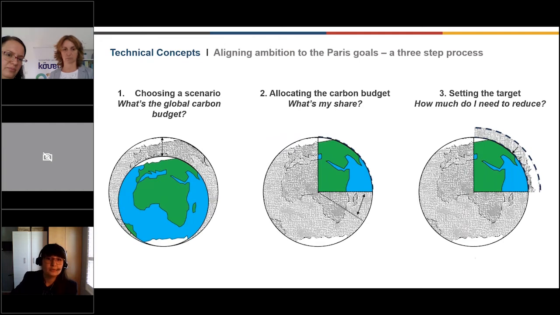So overall, the concept of science-based target setting is translating the macro scale global carbon budget, understanding what is the share of the carbon budget for your company, and given that share, how much do you need to reduce to align with where our temperature goal needs to be in the future. Next slide, please.